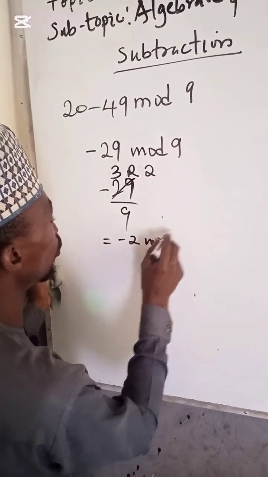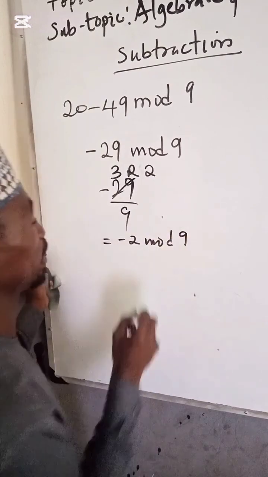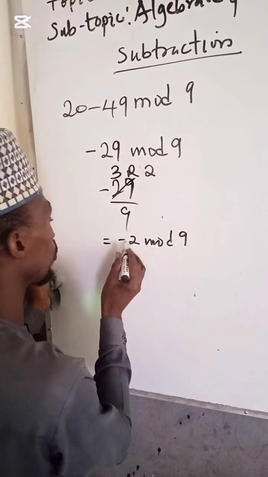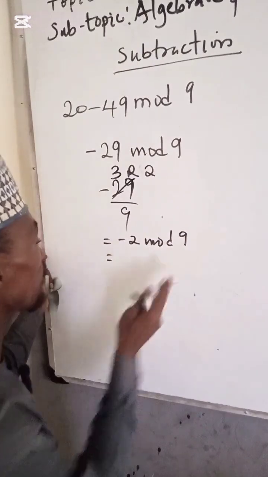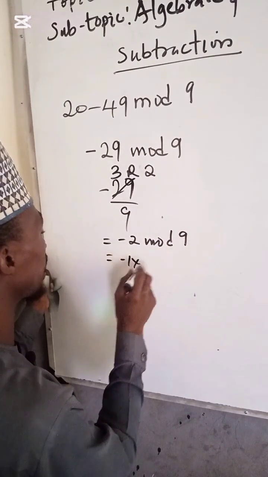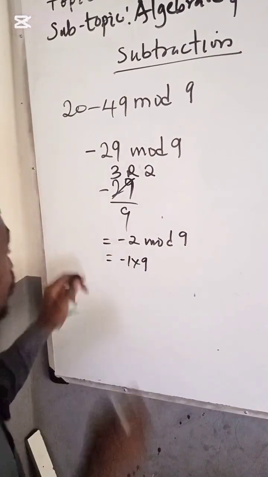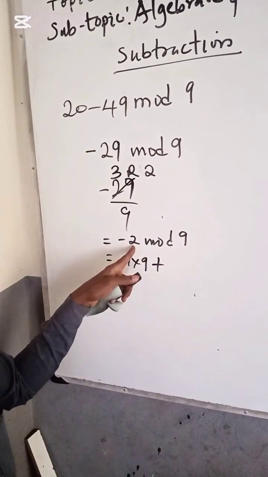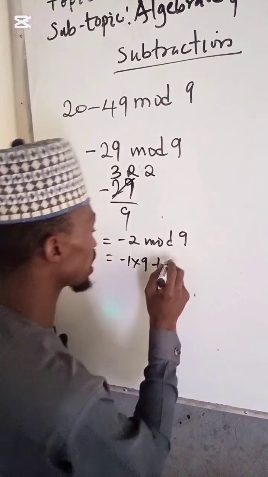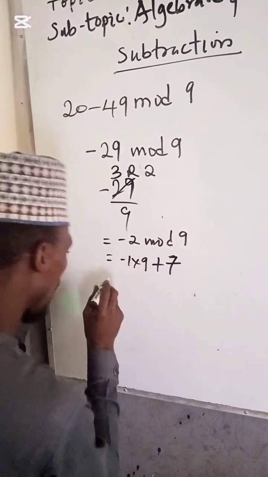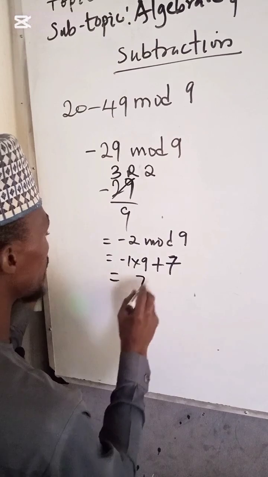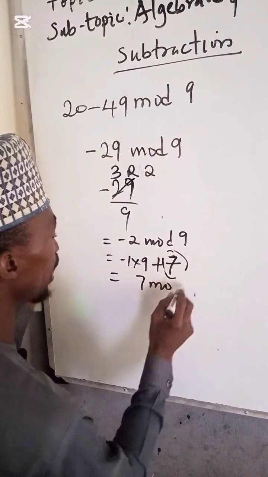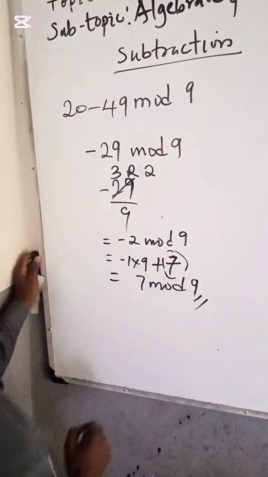Minus 2 mod 9. So what do we do to take this out? We have our 9, minus 1 times 9, plus what? This is minus 9, plus what do we have to give us this minus 2 out? Plus 7. So we can conclude that it is 7, this is remainder, mod 9.